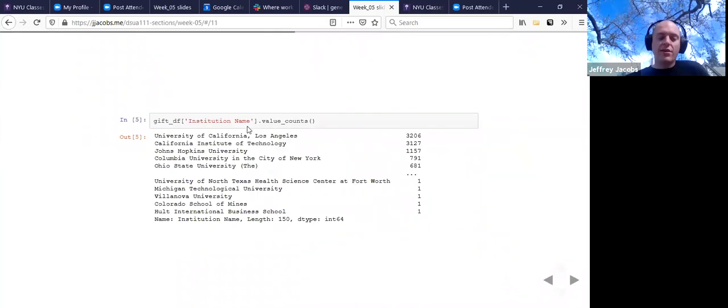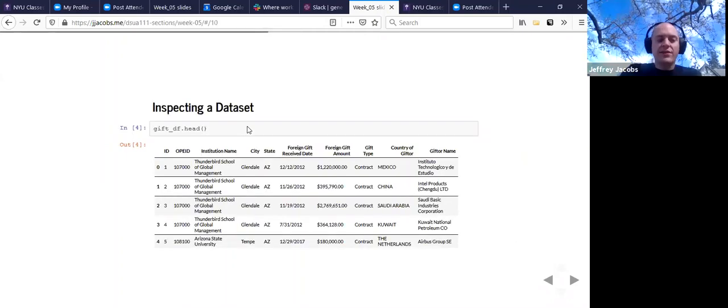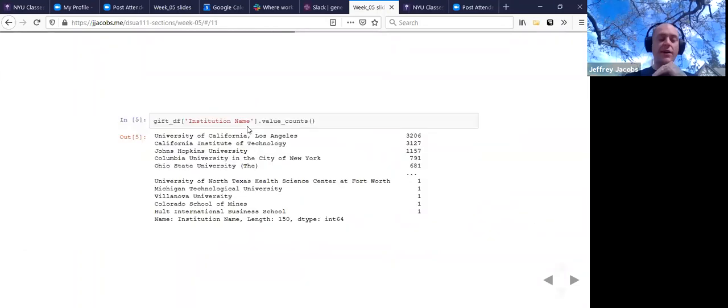And then I wanted to know which institution received the most gifts, right? To do that, we would need to do two things. First, we would need to scoop the data, and then second, we would need to ask pandas, what are the most frequent entries in this column? And so that's this line of code.